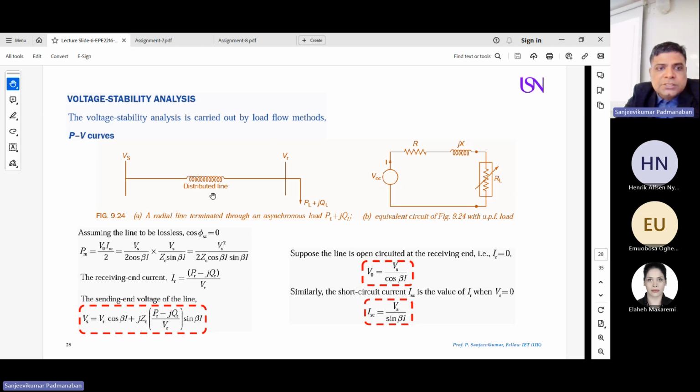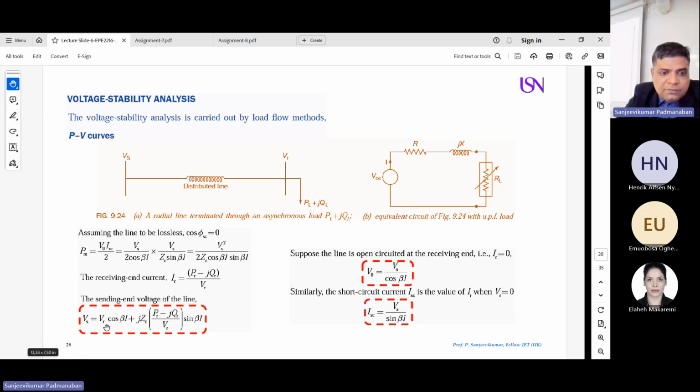So this is your distribution line. This is the sending end voltage and receiving end voltage. On the receiving end, we'll have active and reactive power. If you want to make it an open circuit model, this open circuit voltage will be connected to a resistor, reactance, and you have the load. So this is an example of a unity power factor load. Then we are able to calculate what is my sending end voltage.